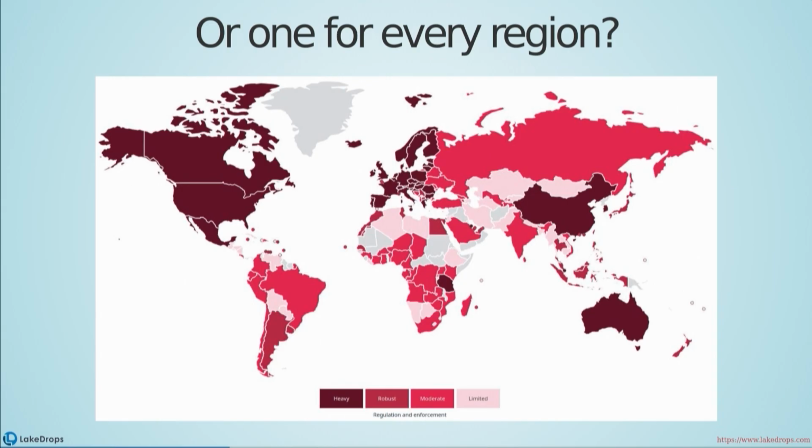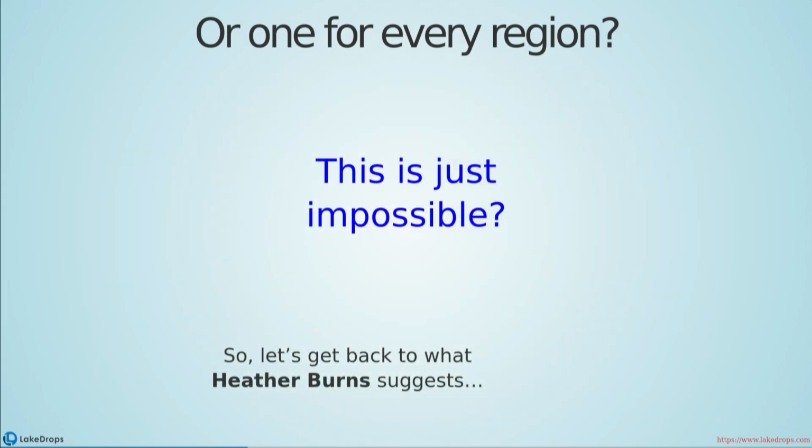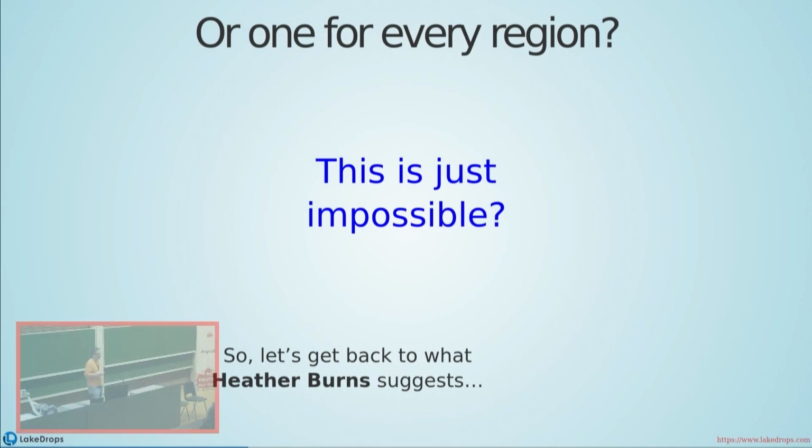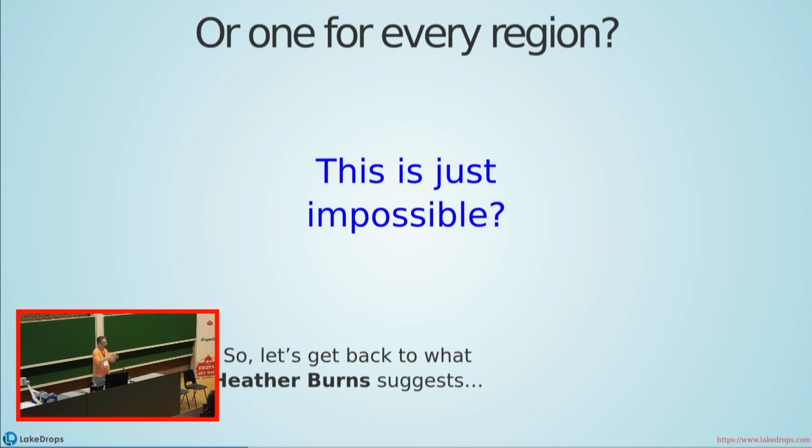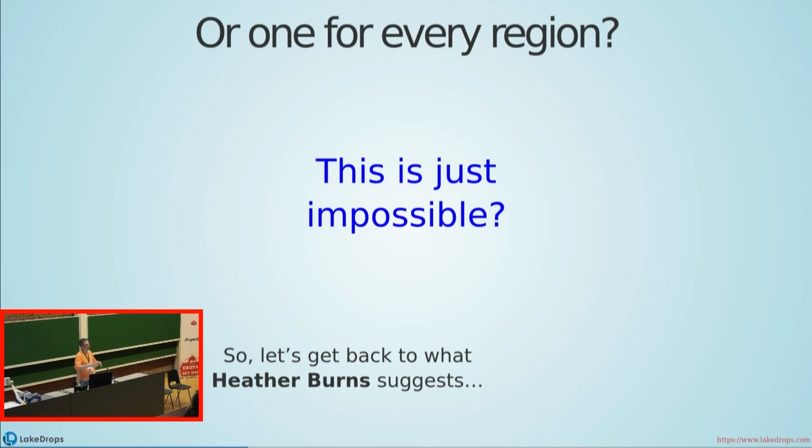So should we probably build a default config for every single country, region in the world? Because they are all so different? Well, that will never happen. Why? Because it's just impossible. We can hardly build one that is just for GDPR. How should we ever be able to do that for multiple countries?